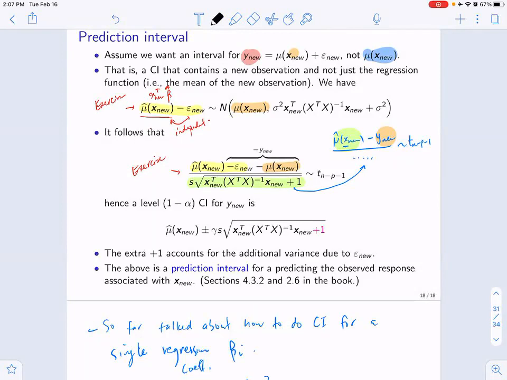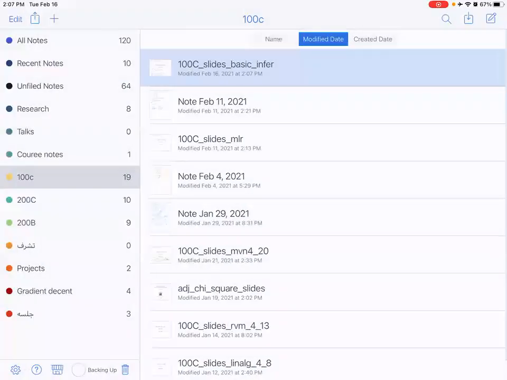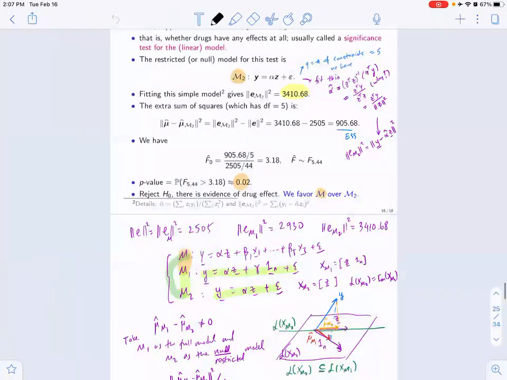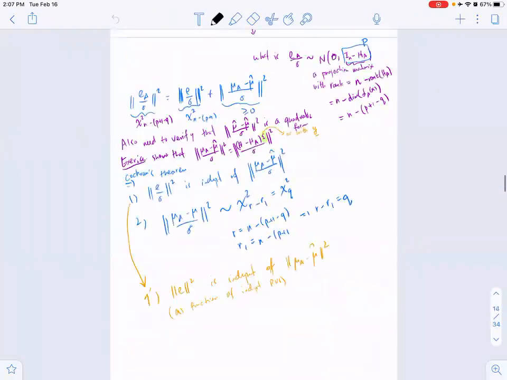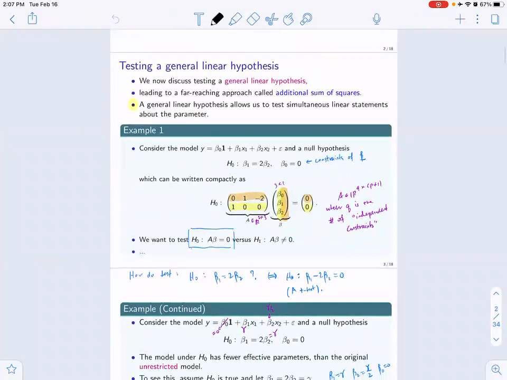So last chance to ask any question about any of these ideas. Otherwise, we're going to move on to the next topic or the next chapter, which is going to be testing a general linear hypothesis. So no questions, comments?